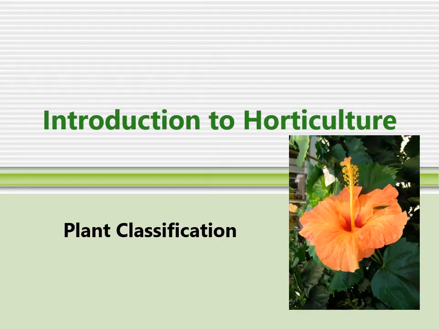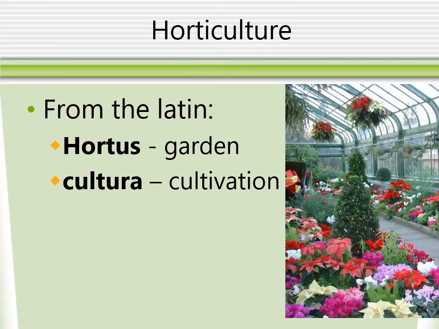So getting right into it. I just want to introduce plant classification. We're going to get into some more nitty gritties next week. But out of interest, the term horticulture is a compound word from Latin, hortus and cultura. Hortus was for garden and cultura was cultivation. I'm not sure why that picture's there, other than to show some plants being cultivated, I guess.